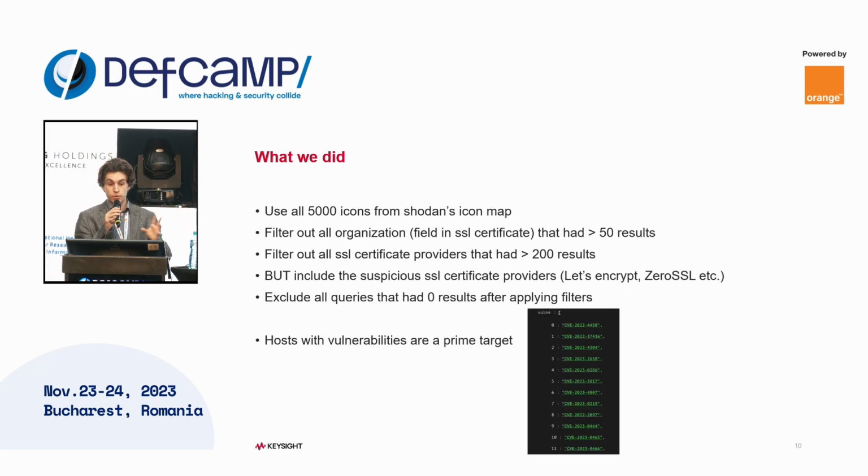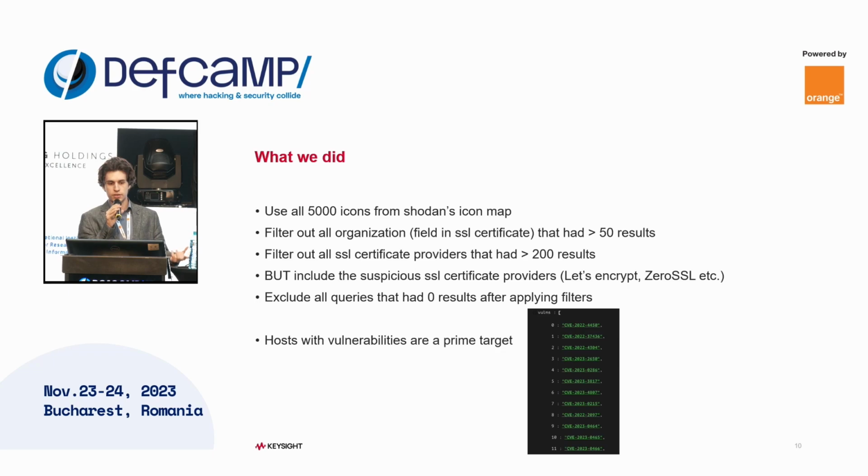Unfortunately, we couldn't use the information about the ports on Shodan because the searching mechanism is quite limited. You can't really search for hosts that have both ports, let's say 21, 22, and 80 open. If you try to search for this, they only return hosts that had either one of these ports. So you don't have the AND operator between these ports.